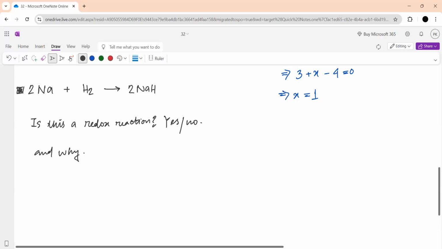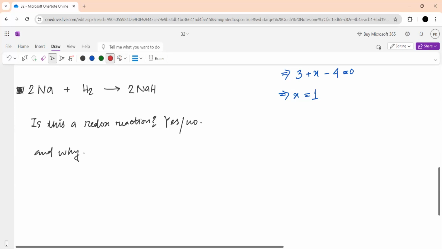Okay. So is this a redox reaction? Is this reaction a redox reaction? Yes or no? Okay. Why? Because Na is considered as reduction, in which gain of oxygen takes place, and for hydrogen, in H2 it's oxidation, loss of hydrogen takes place. Okay. Good.